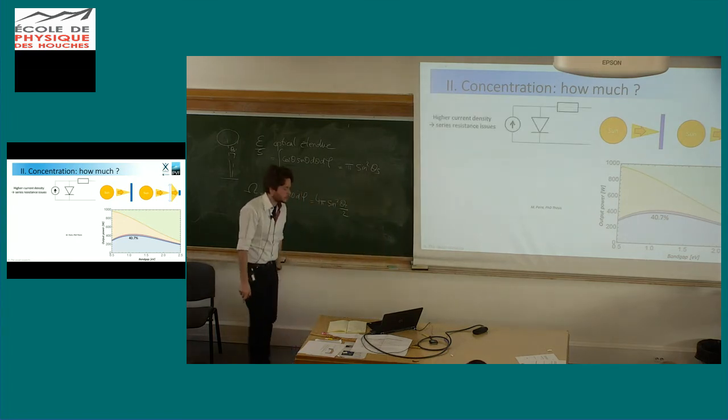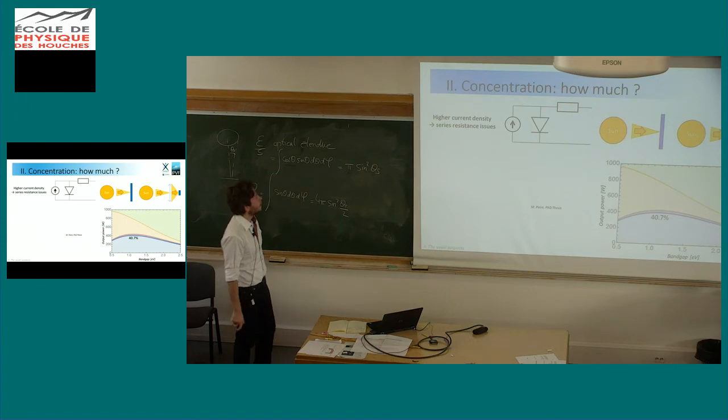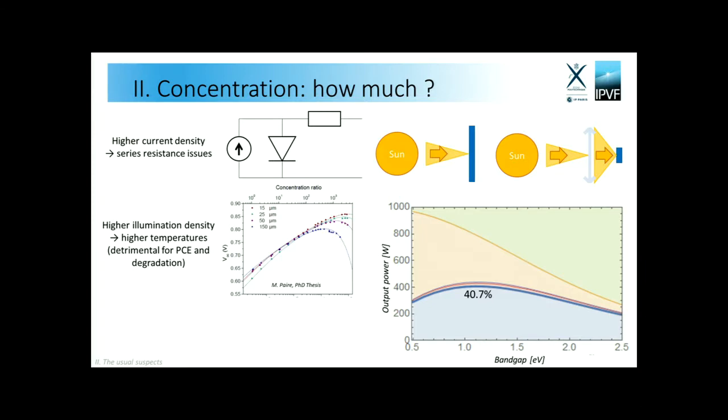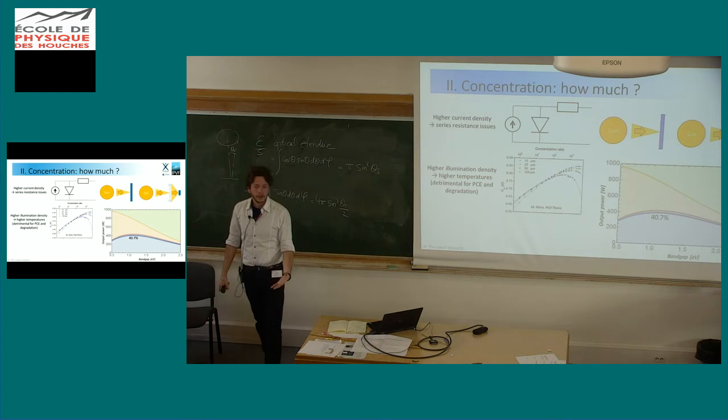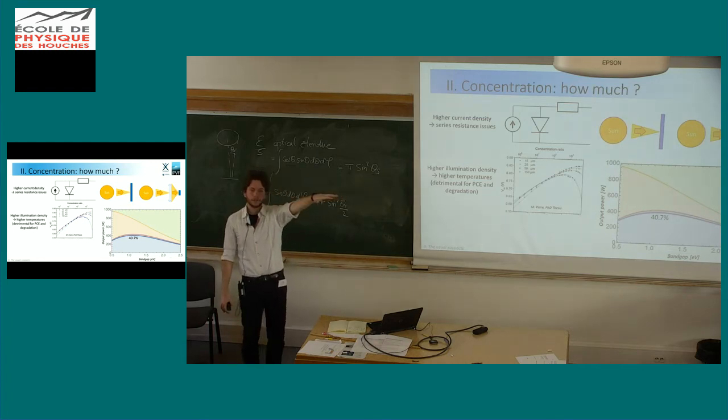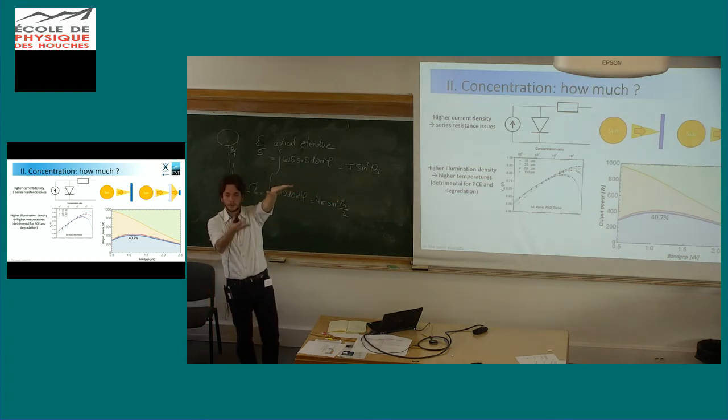Now, there are issues with concentration. There are things you should be wary of. You go for a higher current density, so you might have resistive issues. You're going to have issues with temperature kicking in at higher concentration and degrading the VOC, because for a fixed number of particles, if you increase temperature, Fermi level will go down.